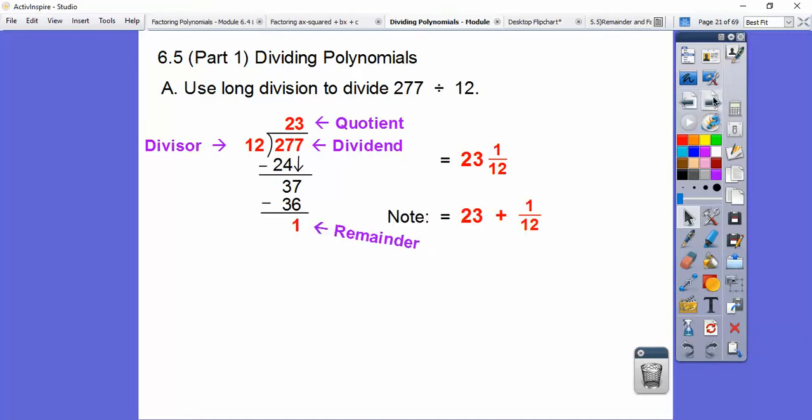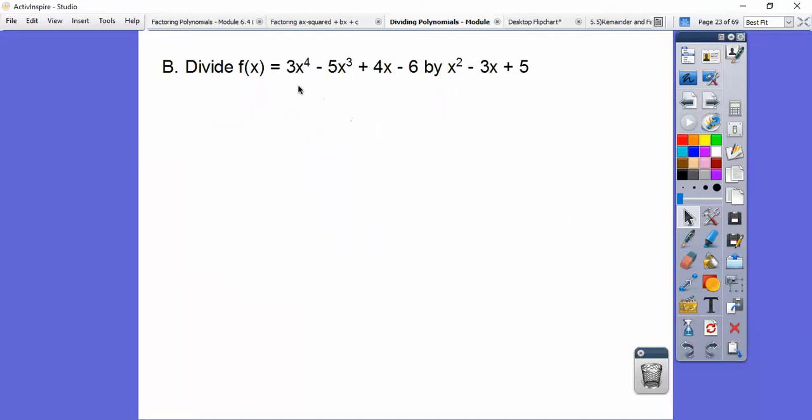All right, so just note, you guys, that 23 and 1/12 is the same as 23 plus 1/12, and we're going to write our polynomial answers like this right here, okay? So we do the exact same procedure. So let's go ahead and divide this 4th degree polynomial by this quadratic right here. So this goes on the outside, this goes on the inside.